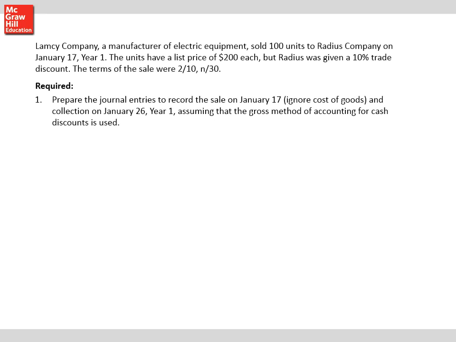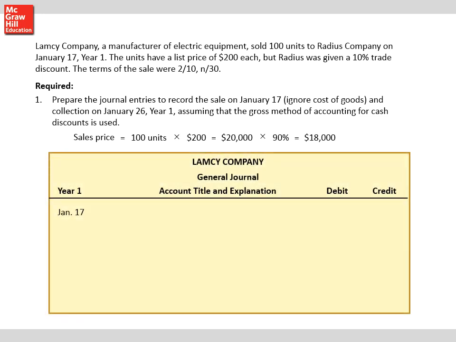Lamsey Company, again, sold 100 units on January 17th. The list price is $200. So normally $200 times 100 units, $20,000. But Radius, the customer, was given a 10% trade discount. So the sale price will be $18,000. Lamsey will debit accounts receivable under the gross method $18,000, credit sales revenue $18,000.